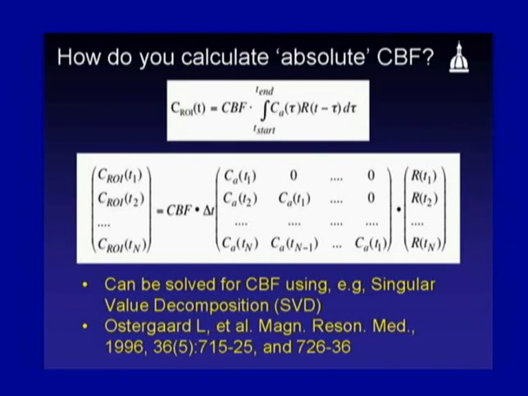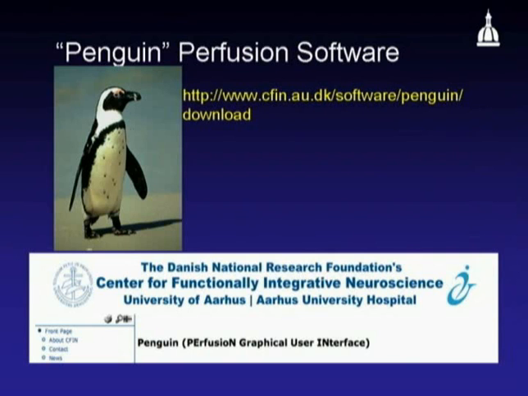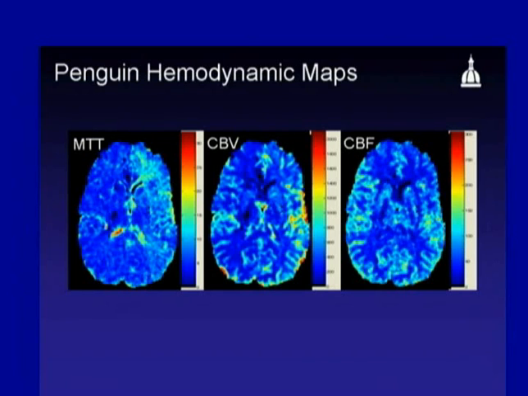Now, this is kind of a difficult calculation to do. Fortunately, now there's a program available to do that for you. It's called Penguin. It's actually a free download. And it can produce maps like this, so maps of mean transit times. Here's a patient with a left MCA stroke, and you can see the mean transit time increase, particularly in the frontal deep white matter.